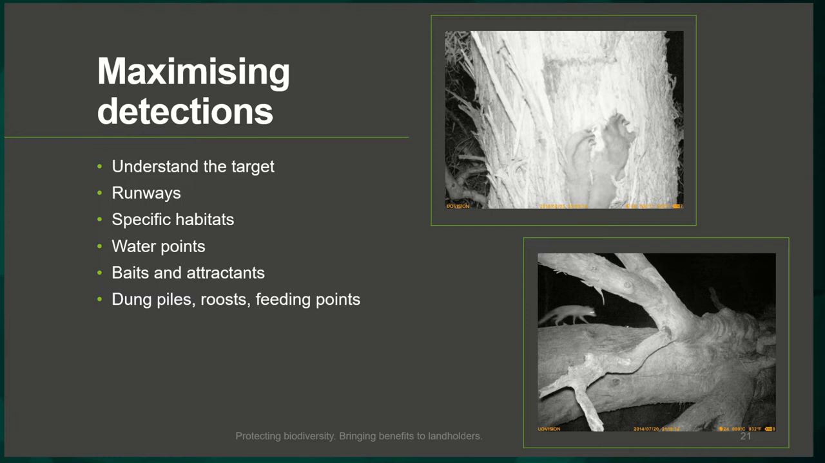So if we're going out trying to detect wildlife, you want to maximise your chances. Just don't chuck a camera up anywhere. Try and go in a place where you know there's going to be animals. Ways to look for that are to look for runways, which I'll talk a bit more about, or specific habitats, so hollows, rocky areas, logs and that type of thing. Water points are great, but mostly in summer. Just remember, most of our wildlife doesn't need to drink every day when conditions are like now, where there's a lot of water in the landscape. In really hot conditions in the summer, where there's not much water in the landscape, they're really good. Baits and attractants are great, and I'll talk a bit more on that. But also dung piles and feeding points. So if you see some V-shaped scars in some of your trees where you have yellow-bellied gliders, that might be an interesting place to set up, because it won't be just yellow-bellied gliders feeding on that sap. There'll be other things as well.